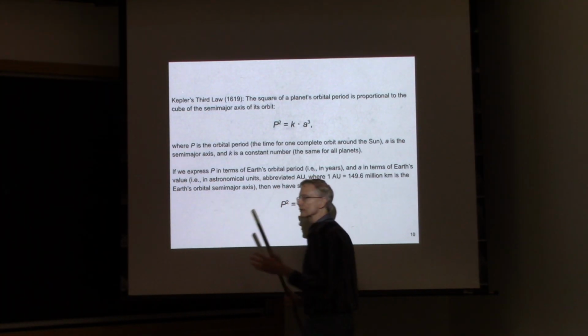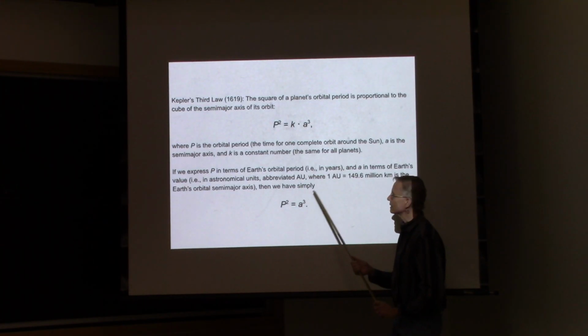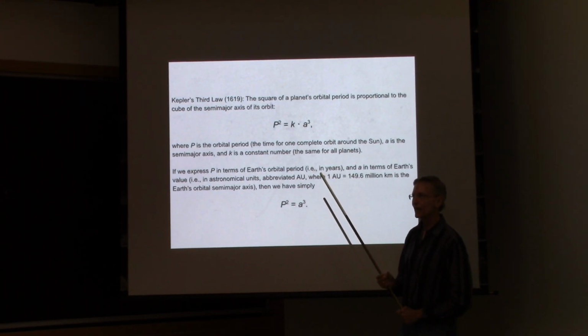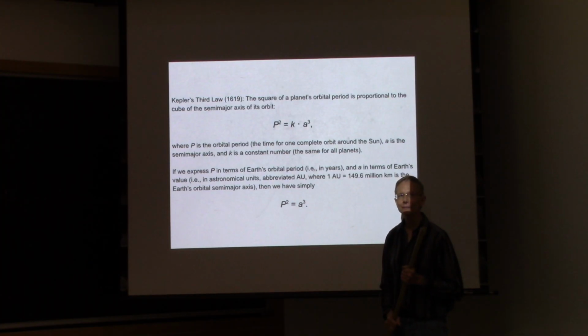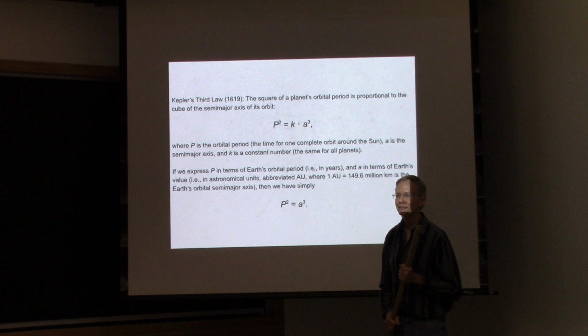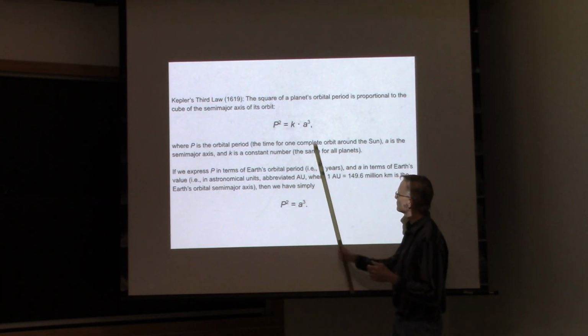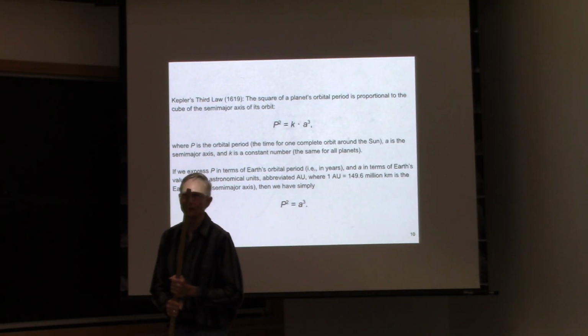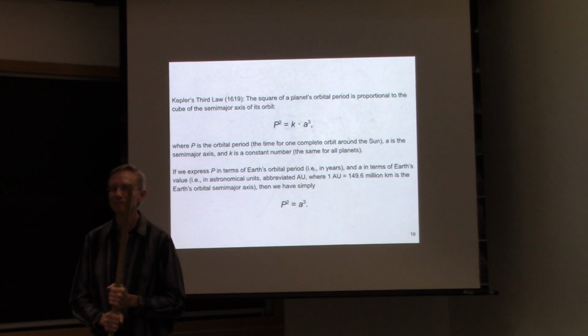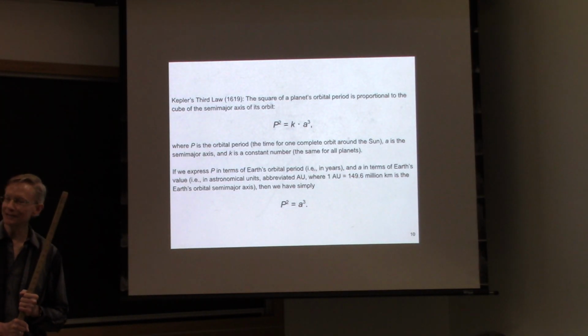If we do it for Earth, just Earth, what if we use years as the unit? What is P for Earth in years? 1 year, right? So it's 1, okay? And if we express the semi-major axis of Earth's orbit in AU, what is a for Earth in these units?